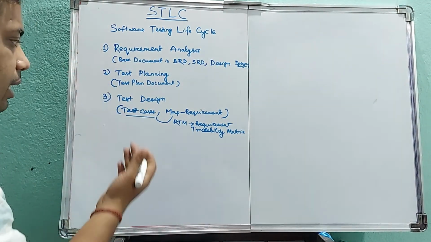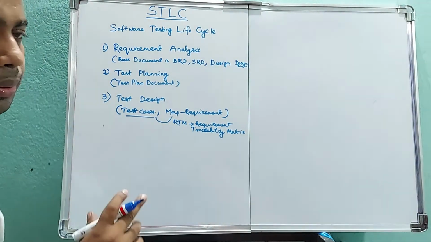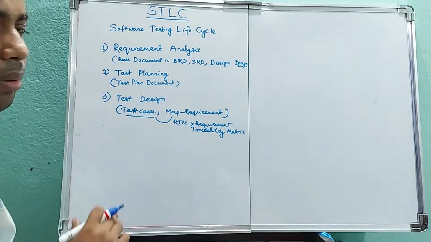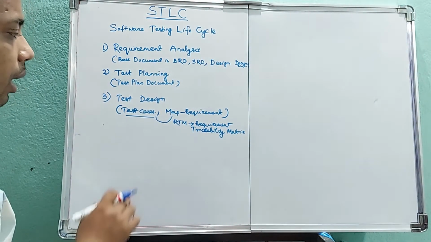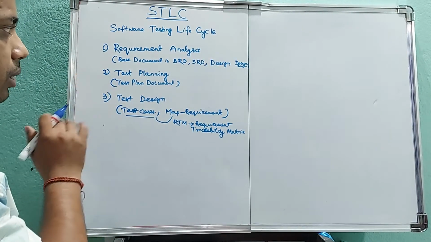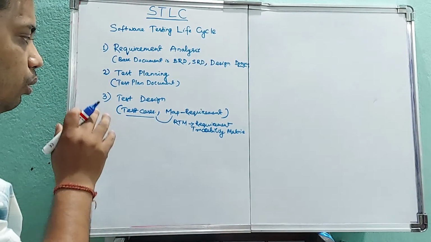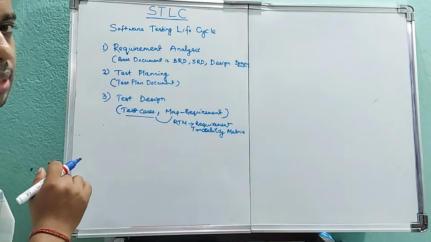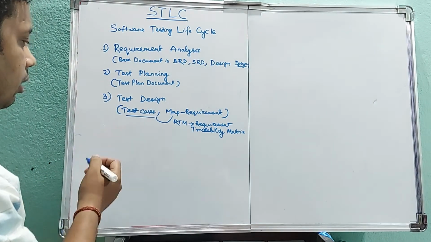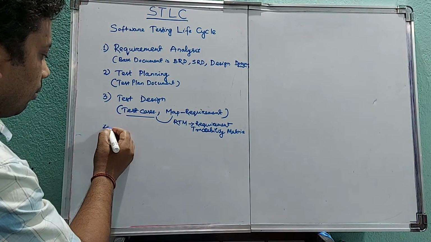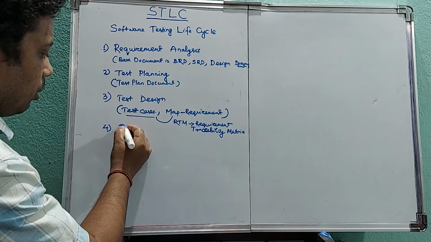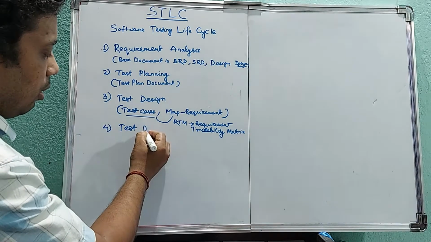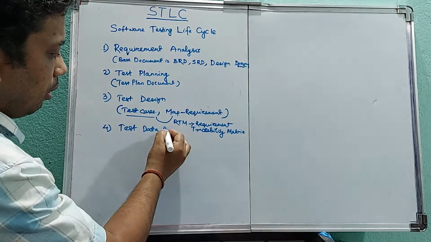So in the test design phase, there are two deliverables: test cases and the requirement traceability matrix. And each requirement of the business requirement document should be covered by test cases. The next phase is data preparation, test data preparation.